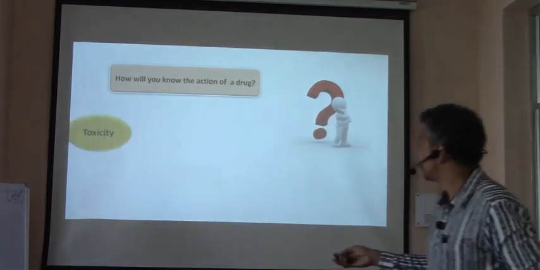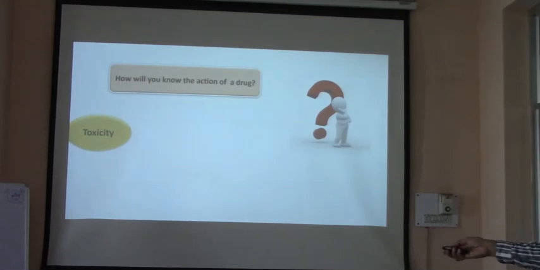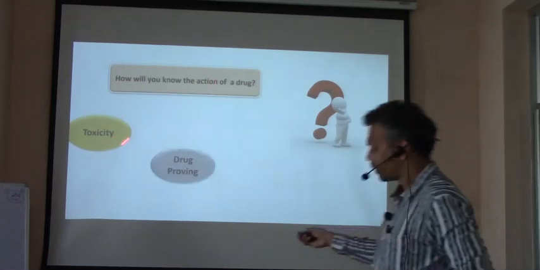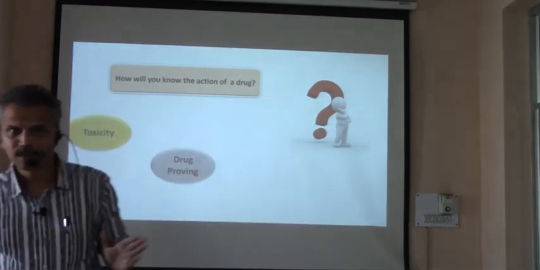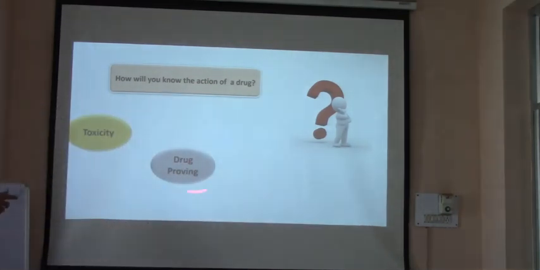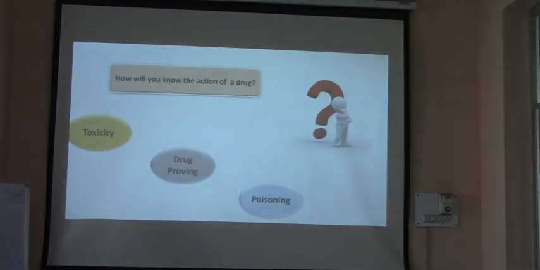Okay, I'll just come to this point. So this is what I was trying to highlight. You will know the action of a drug either through the toxicity, through the drug proving, and there's something called as poisoning. These two words might be a little similar. Okay, but I have given a different heading. I hope I am clear why a different heading has been given. Now, what is the simple difference between toxicity and poisoning? Toxicity and poisoning.